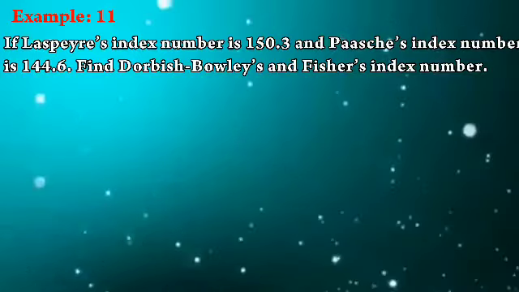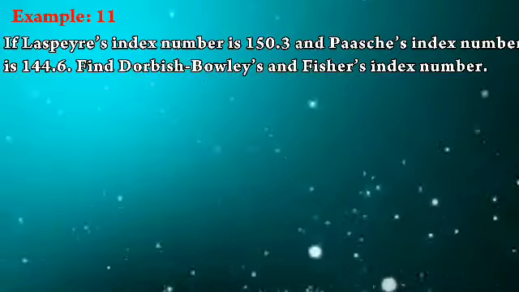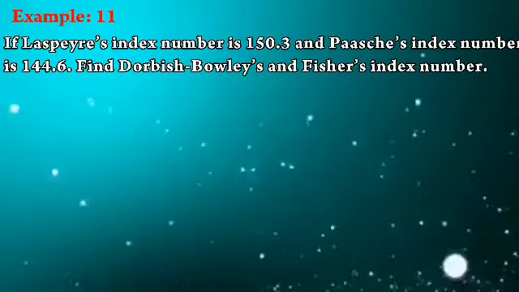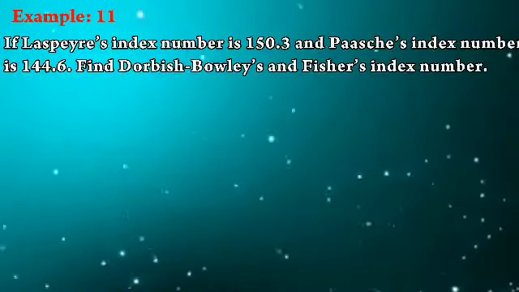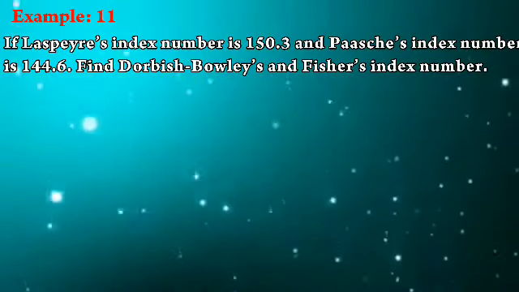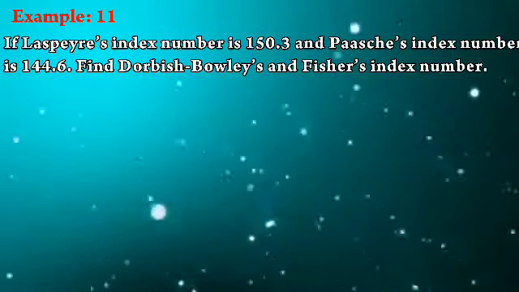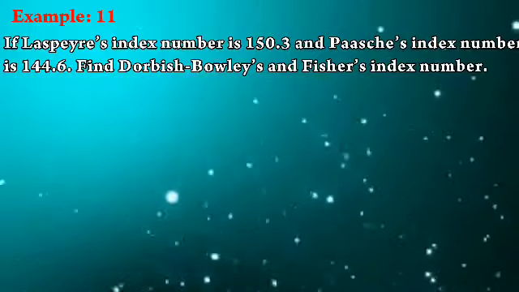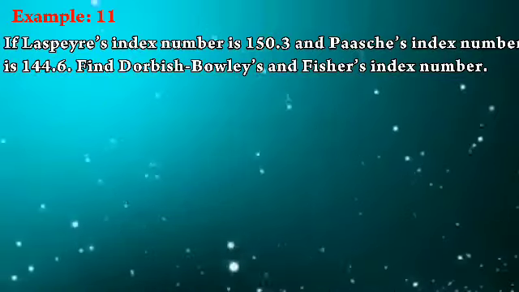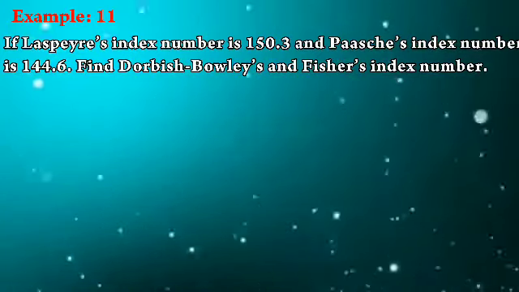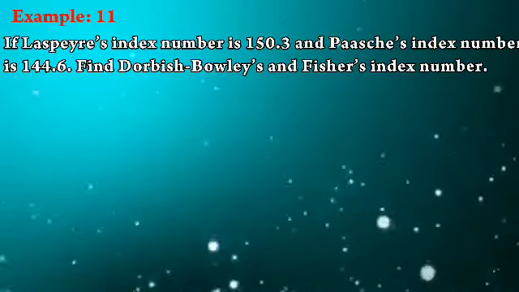Example number 11: if Laspeyres index number is 150.3 and Paasche's index number is 144.6, find Dorbish-Bowley's and Fisher's index number. Here in the question, the direct index numbers are given. What do you mean by index numbers? It is neither p0 nor p1. Direct computed values, the constructed index numbers, are given as 150.3 and 144.6.